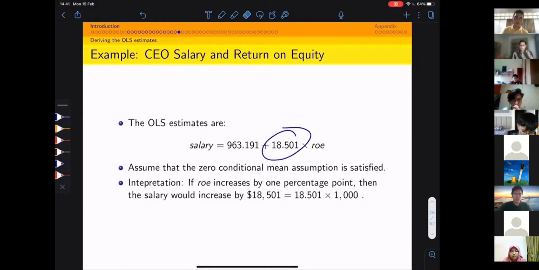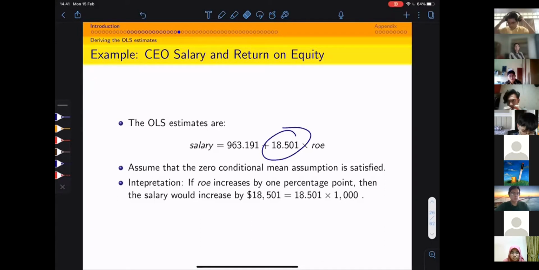Sir, I want to ask, for the numbers 963 and 18.5, are they usually given, or do we need to calculate them? And how do we calculate them if the data entries are so many of them, sir?